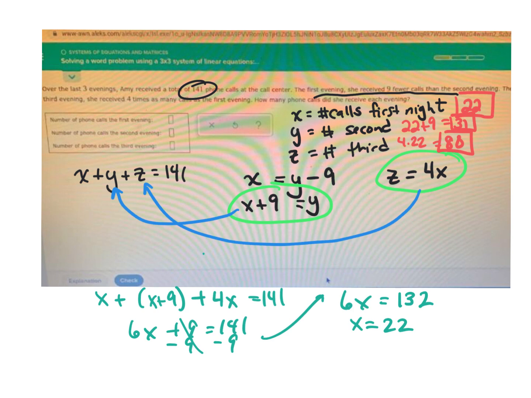So we have our 3 nights. We have the 22, the 31, and the 88. So if you add all those numbers up, it gives you 141, which is kind of what we would expect, that if I add these up, I get 141 calls, 22, 31, 88.